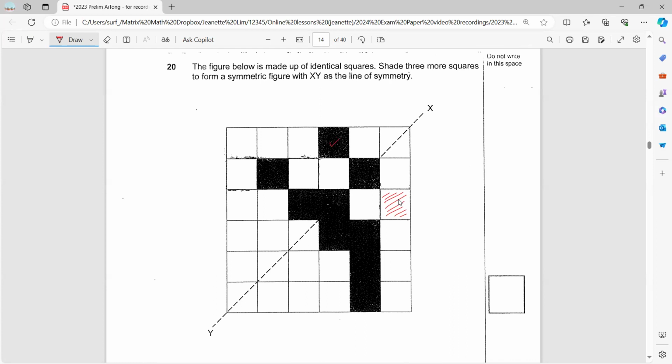Now this square here mirrors this, and this one mirrors this one. Okay, can you see they are all aligned? What we don't have is this. So let's shade this part here. Then what we don't have is this, that is next to the line, the square that we have. So here, right here. Okay, so these are the three squares that you are supposed to shade in order to form a symmetrical figure.